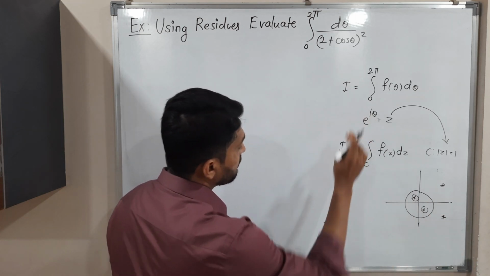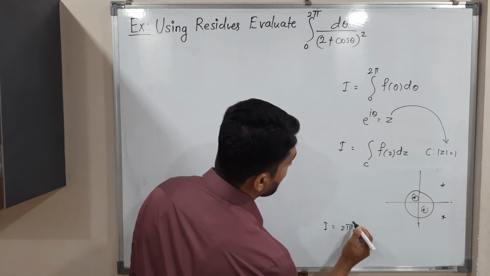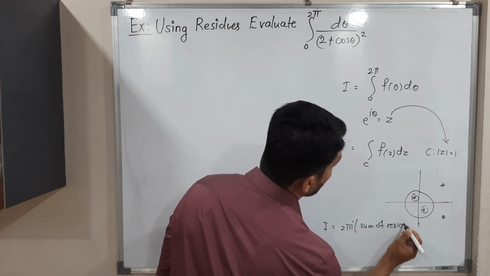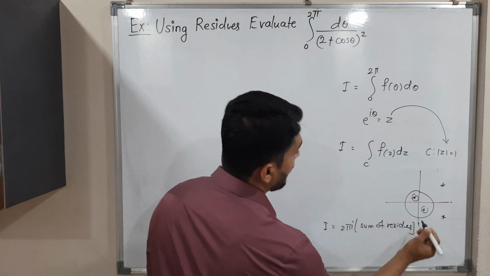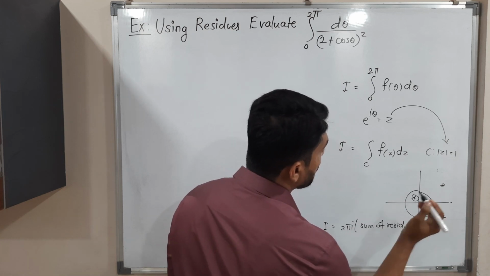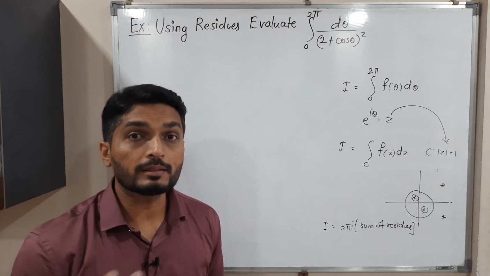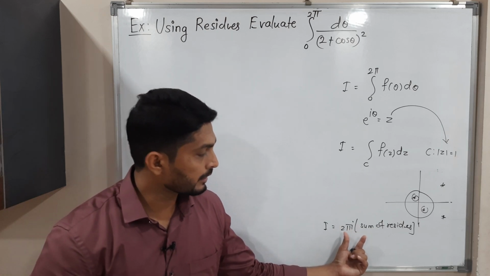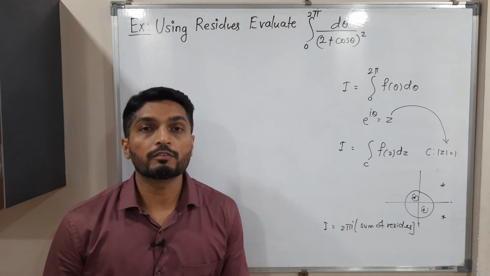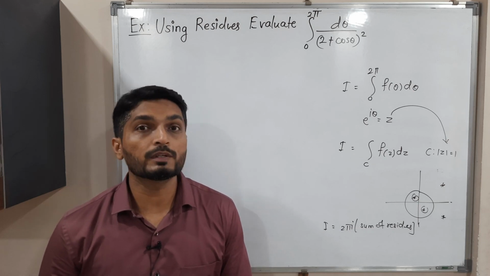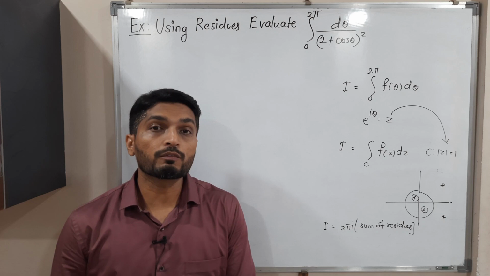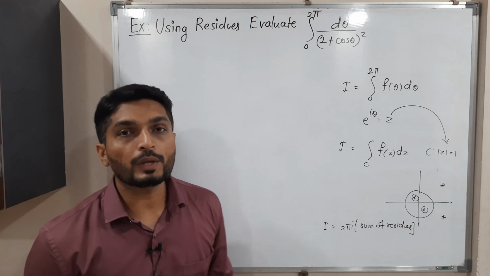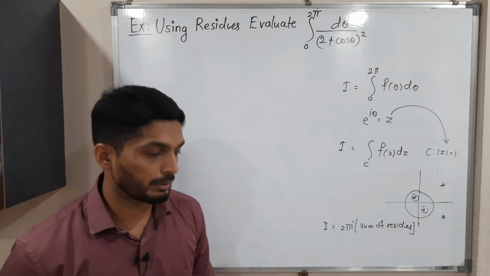We have to find residues at these points only which are lying inside the circle. Then value of this integral is 2 pi i times the sum of these residues. Okay. So we have to find residues only at singular points which are lying inside the circle, right? So by taking the product, we will get the value of integration. That means we are not solving the actual integral. With the help of residue, we directly get the value of integration. So the same procedure we are going to follow to solve the given problem also.